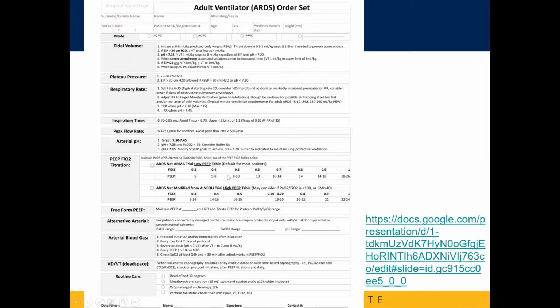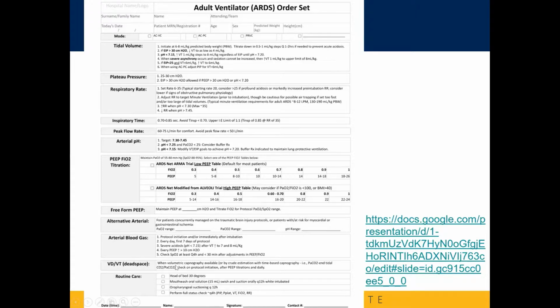So then they've included the low PEEP, high FiO2 strategy and the high PEEP, low FiO2 strategy, with high PEEP, low FiO2 on the bottom, low PEEP, high FiO2 on top. Then you can see here, they can write in what they'd like you to maintain the PEEP at. They can write in your target ABGs. It gives you an idea of when to take ABG gases: initiating or immediately after intubation, every day for 7 days of protocol, or if they're acidotic, so it gives you an idea.